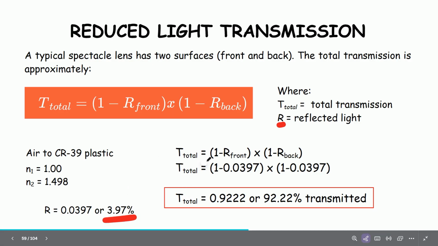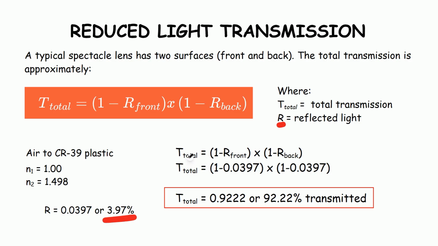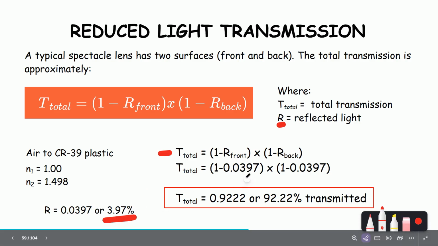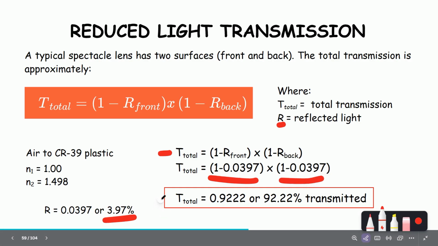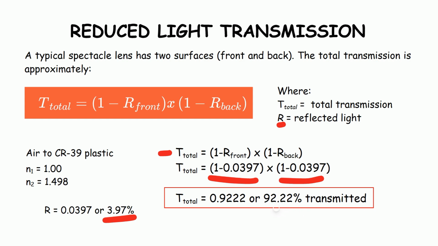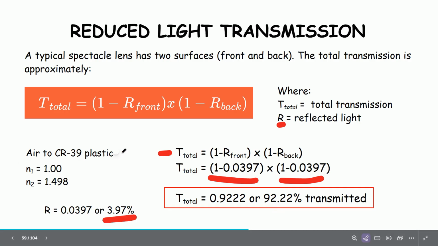And then we can simply substitute into the total transmission formula, which is 1 minus R front. What is our front? That would be the 3.97%, in decimal form, as well as for the back. And then you will arrive with the answer of total transmission being 92.22%. So this means only 92.22% of light is being transmitted through the CR39 plastic.